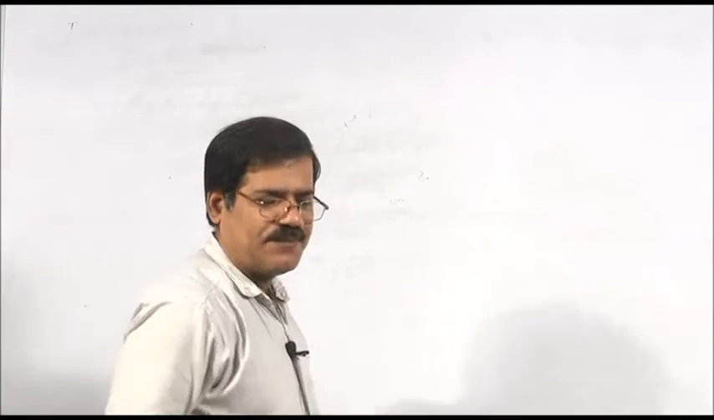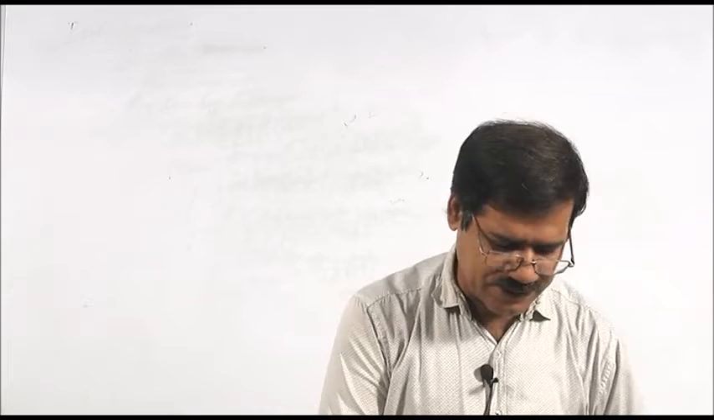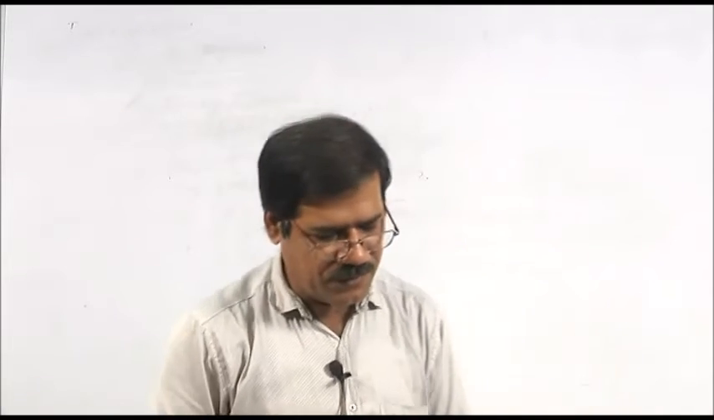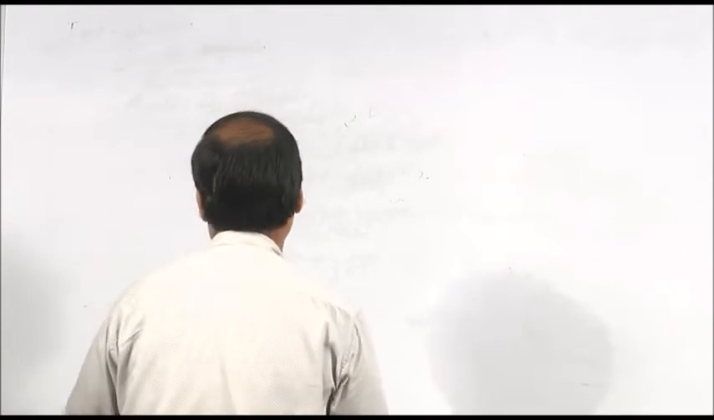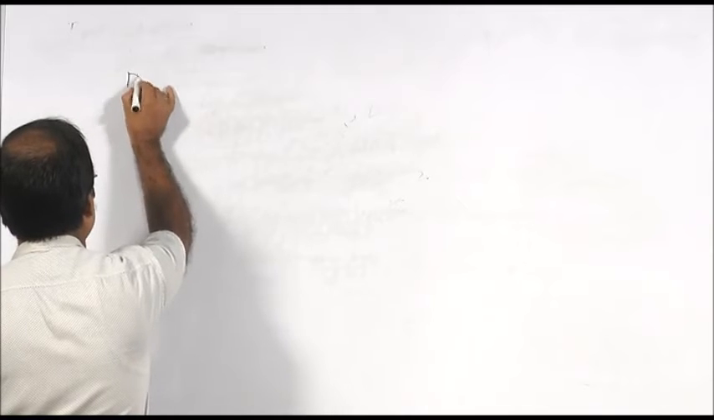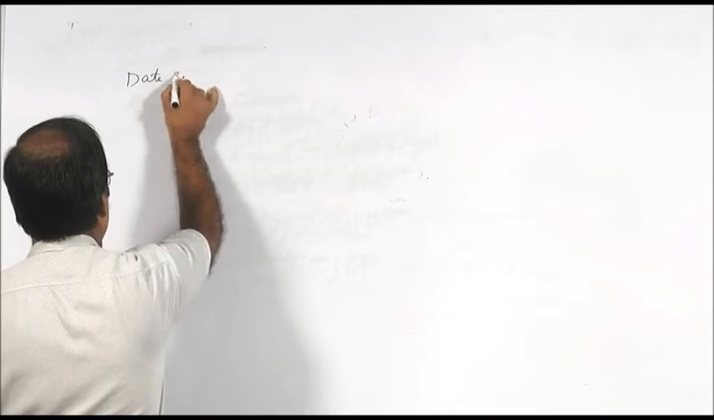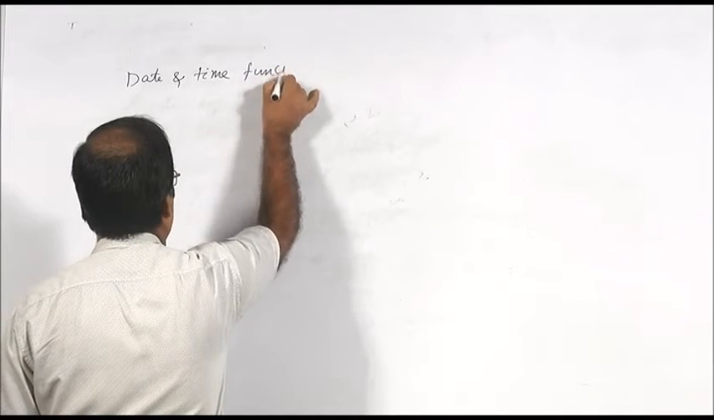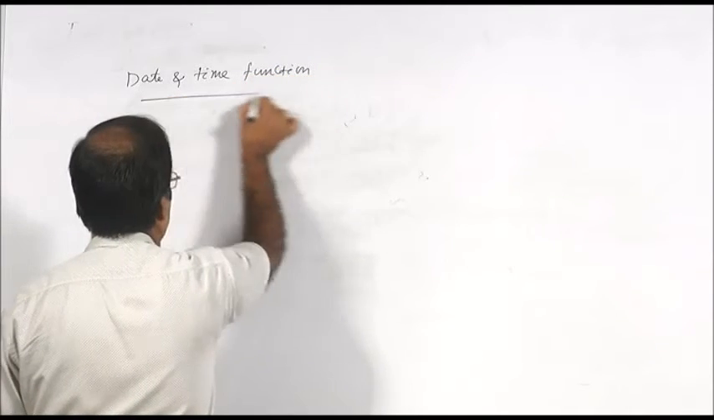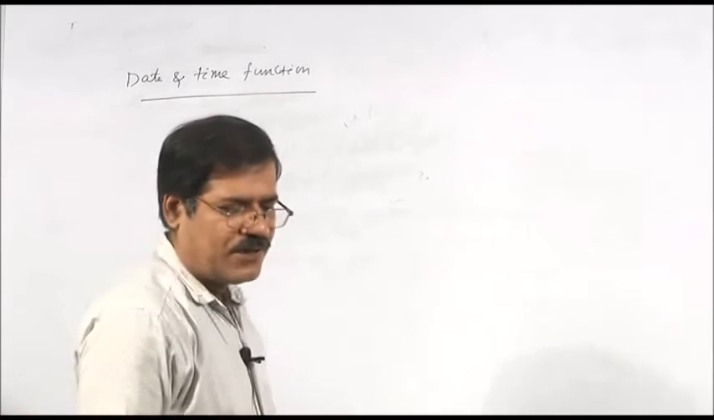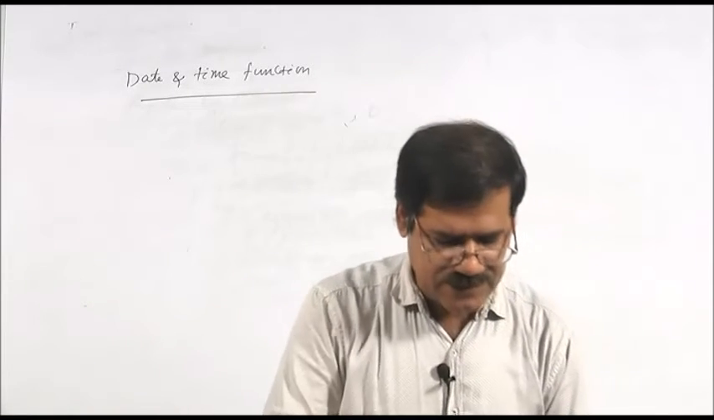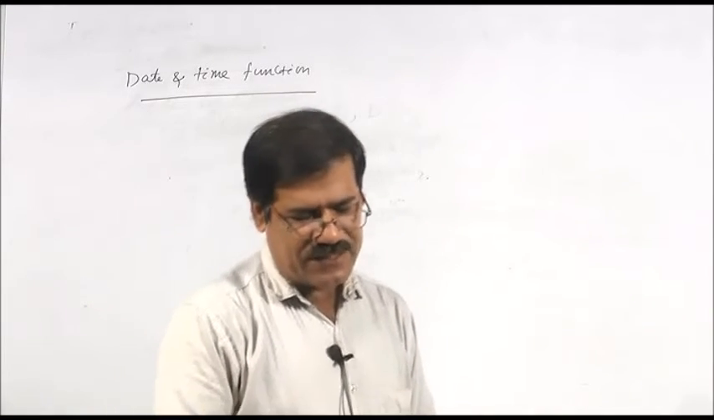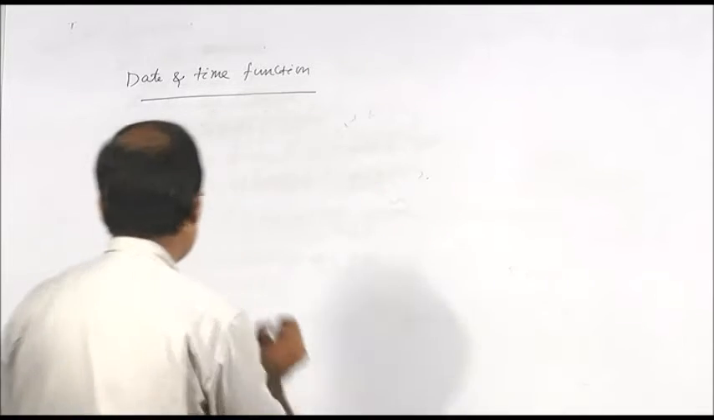So first function is a power function, then is a truncate function. Then go for date and time function. Date and time function. Suppose I will write CURDATE, which returns the current date.